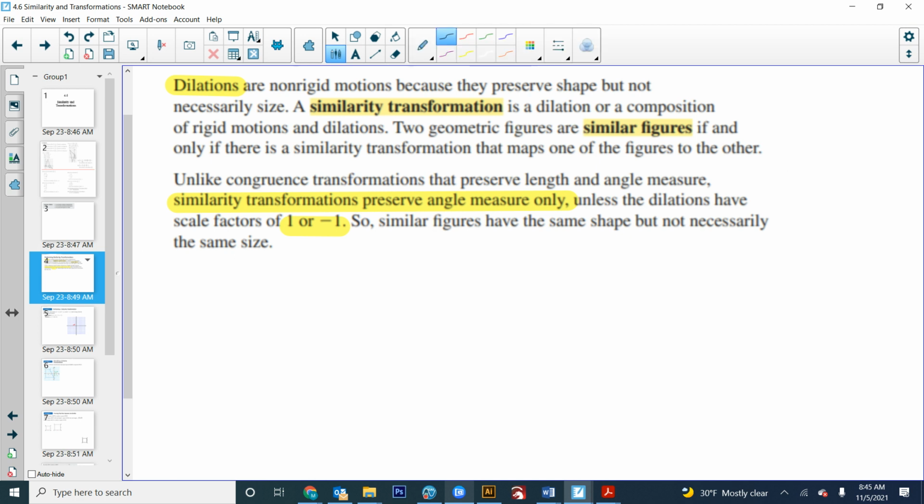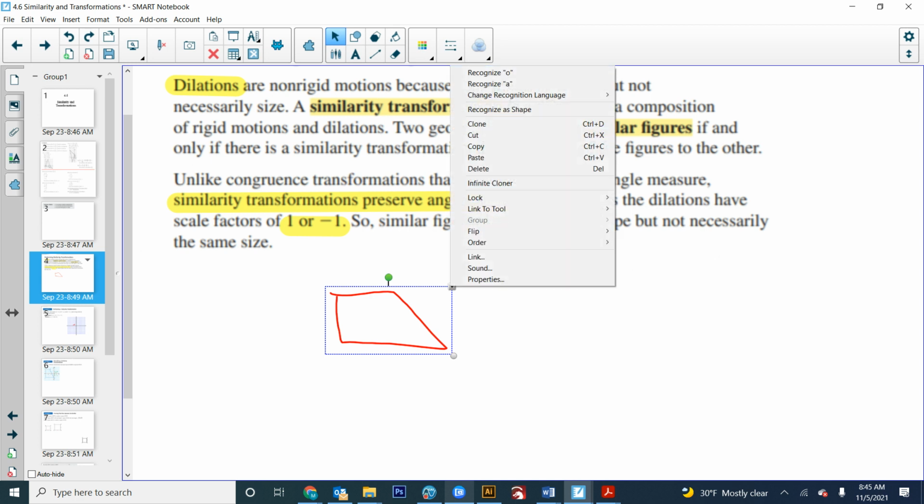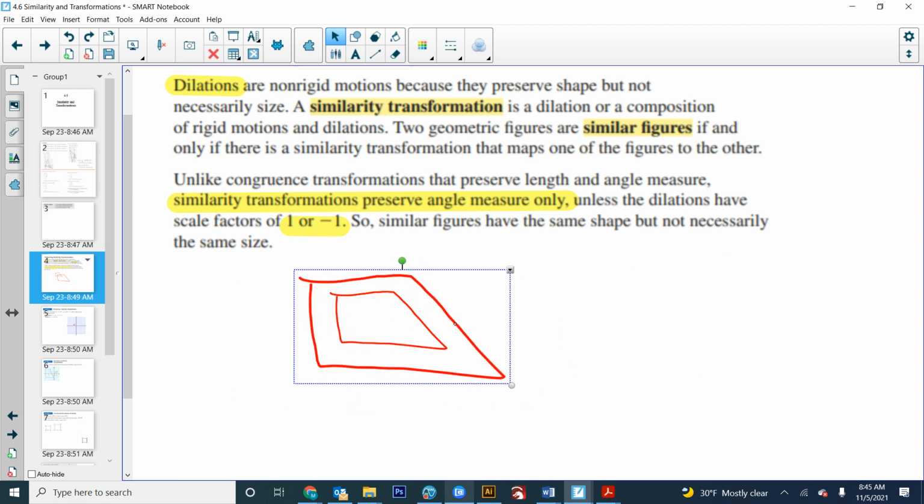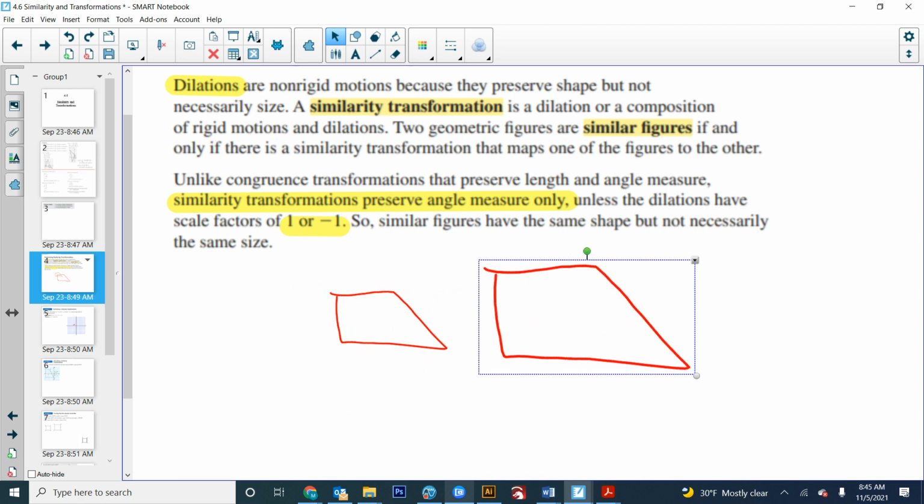If I were to take, this is not going to be very pretty, it's okay, it doesn't really matter. All right. Do you agree these angles are still the same, even though the sizes of the figures are different? Can you see that? Angles are the same. Sizes can be different. Angles are the same.